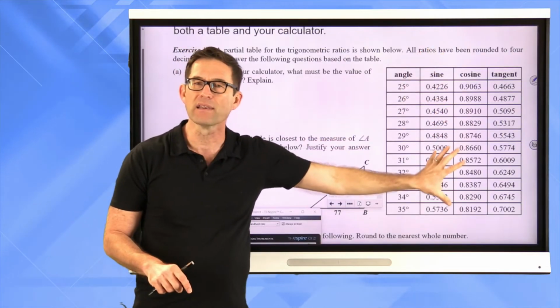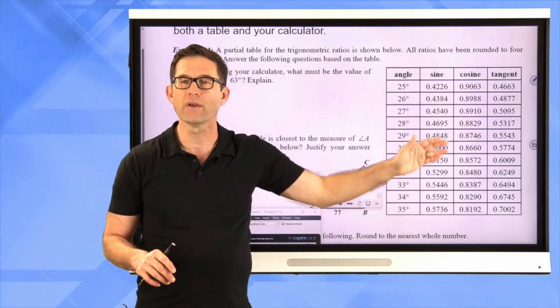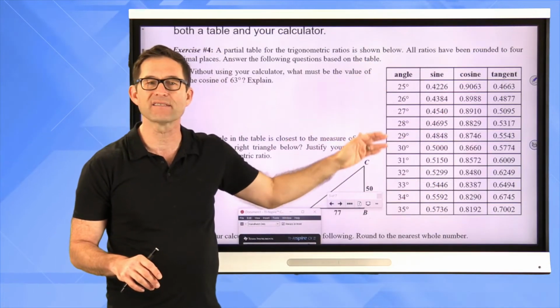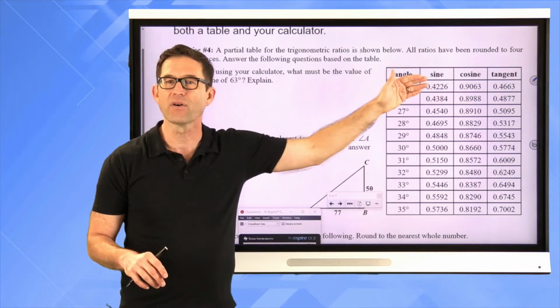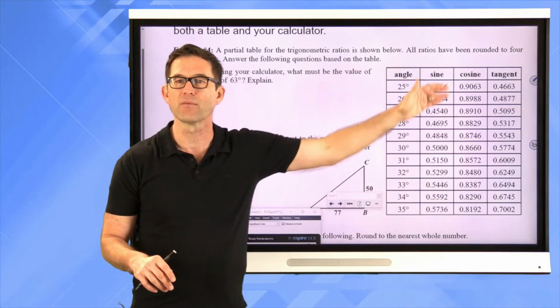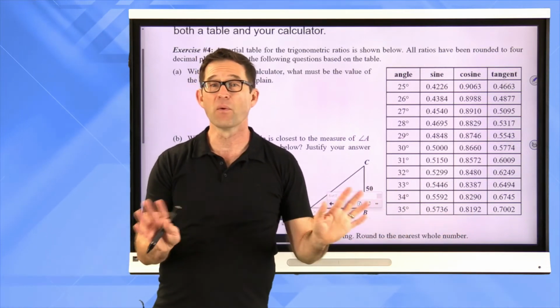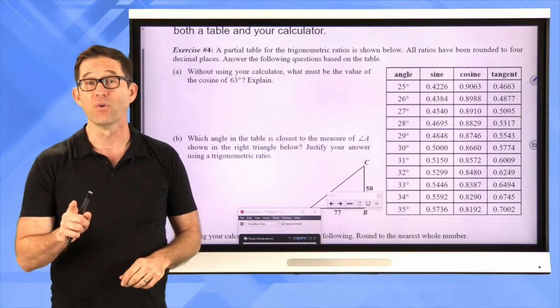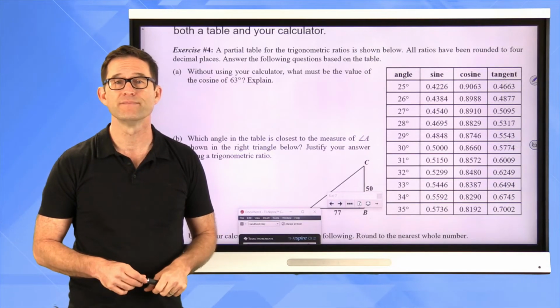And having them laid out like this gave you a sense for how those ratios changed as the angle itself changed, right? Notice, as the angle gets bigger, your sine ratio gets bigger, but your cosine ratio is actually getting smaller. All right, and again, we won't get into that right now, but you'll look at that a little bit more in Algebra 2.